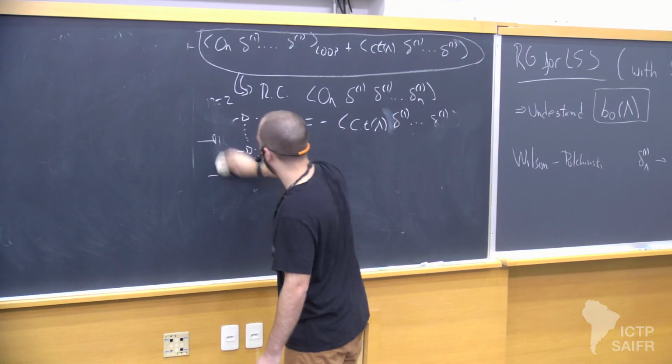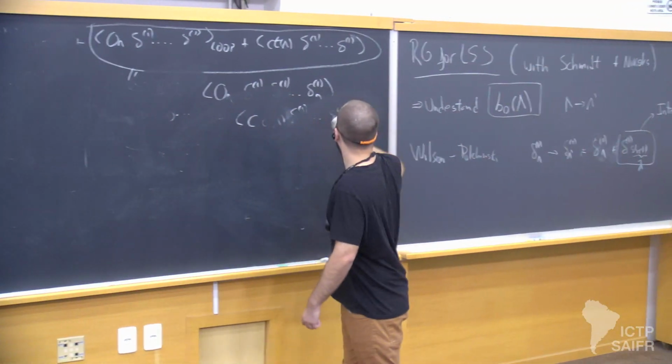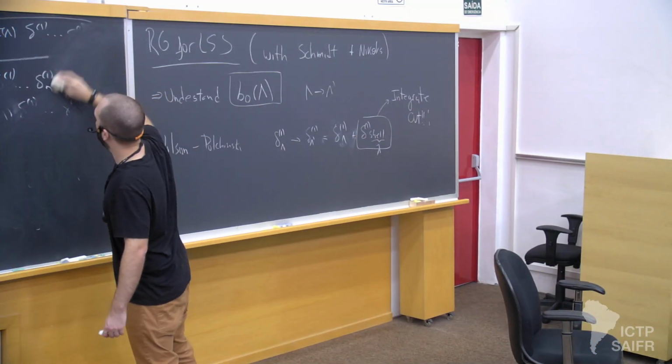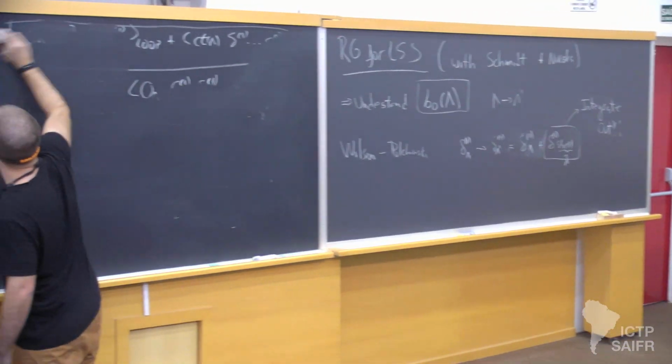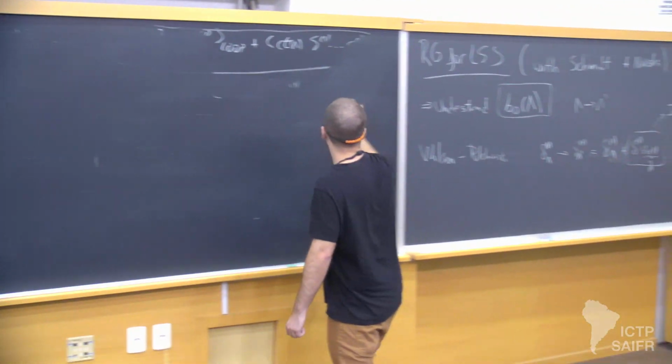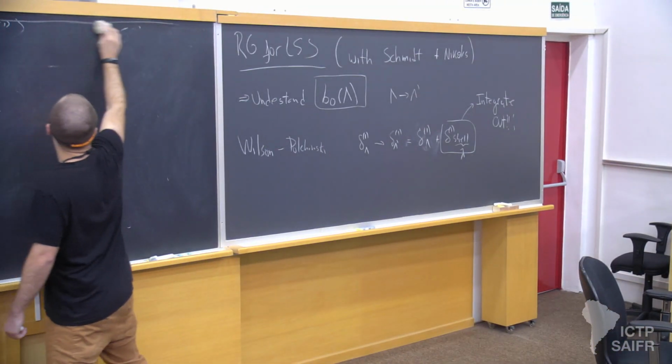I can say that my shell is infinitely thin. So the fact that my shell is infinitely thin means I can take this exponential and decompose it into two parts, one that's lambda and one that's the shell part. And at least the shell part I can expand in the exponent.